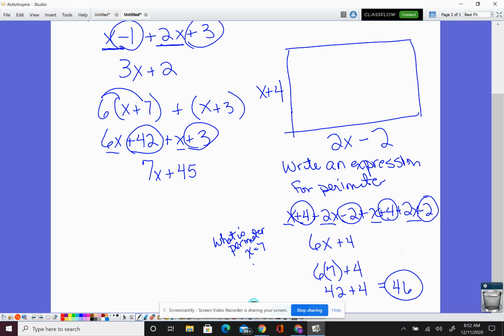That's really all there is to this section. It's not much different than the last section. It's just that they are going to give you everything in terms of an x value rather than using m's and n's and other things. They're going to use the x to say that it's a linear expression.